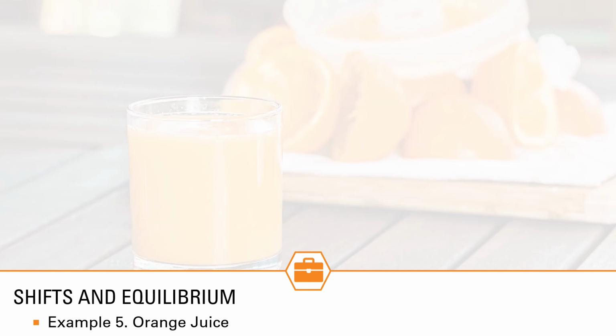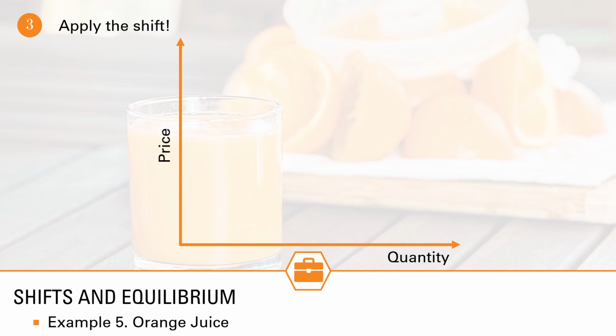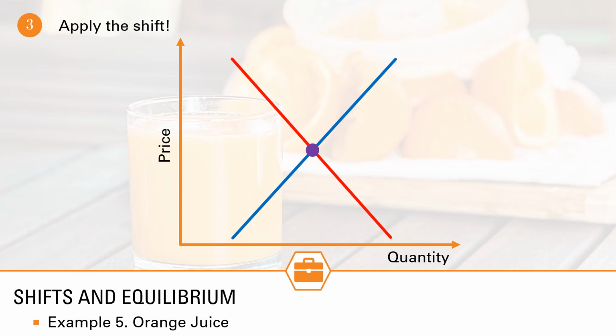Right. So let's apply the shift. So there's our original curve, original supply, original demand, original equilibrium. And again, this time we've got two shifts at the same time. So we need to try out a small shift for one and a big shift for the other, and then reverse that later and see if we get the same results. So let's try a small shift in supply and a large shift in demand.